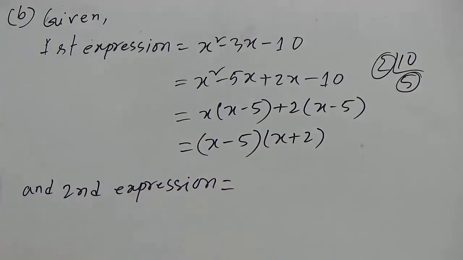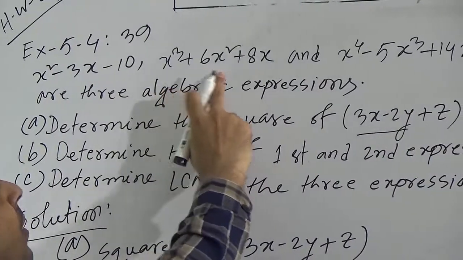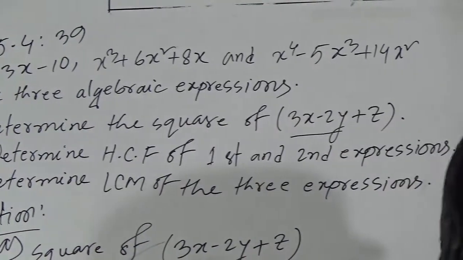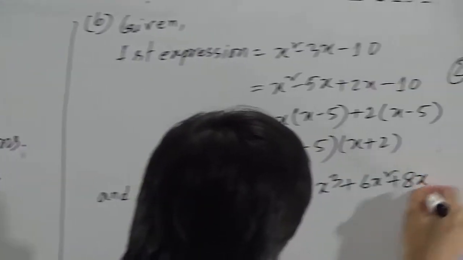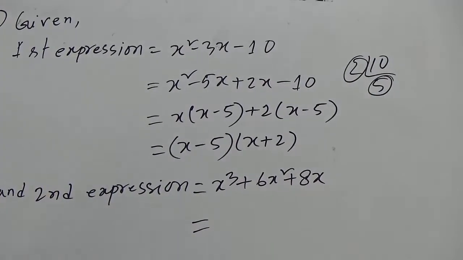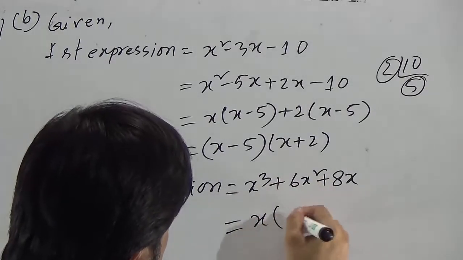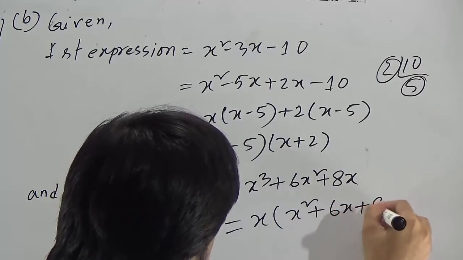The second expression is given here: x cube plus 6x square plus 8x. So we can write here x cube plus 6x square plus 8x. Dear students, at first we can take x as common from all the terms. x square plus 6x plus 8 remains.